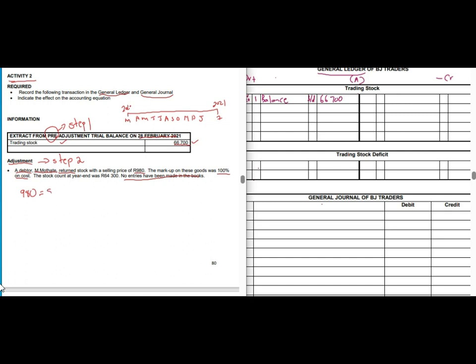So this 980 rand, it's our what? Our selling price, meaning it's sales. And whenever we complete a trading stock account, we only use cost of sales. That's why they gave us a markup of how much? A markup of 100% on cost, meaning we need to find what? A cost price. Then we are looking for cost of sales, and we don't have cost of sales.